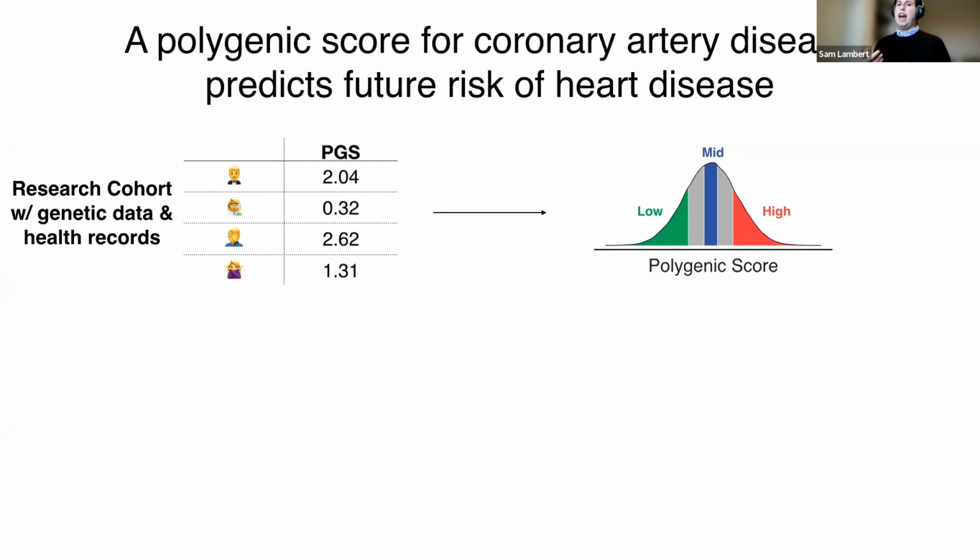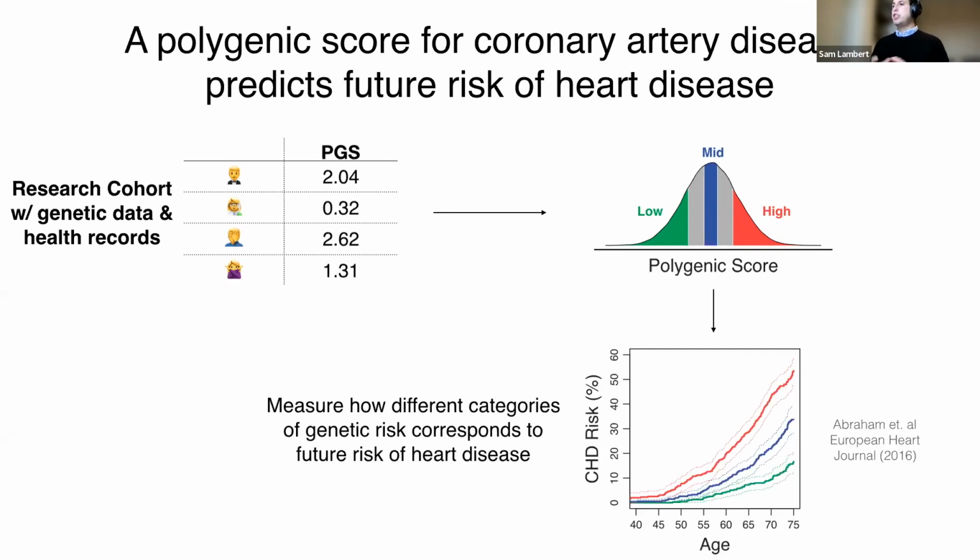And it's important to know how these differences play out and whether they actually constitute meaningful differences in risk. We can measure this using health records, with information about the polygenic score and whether these people develop disease, to see how different categories of genetic risk correspond to future risk of heart disease. In a study from the lab I work in at Cambridge, we showed that people who have the highest genetic risks for coronary heart disease have heart disease earlier and at a higher frequency than people in lower brackets of genetic risk.